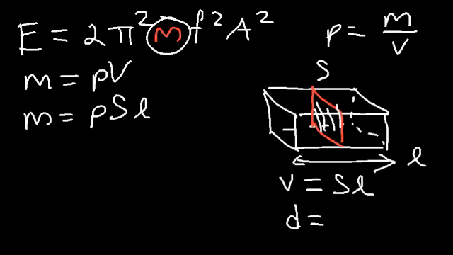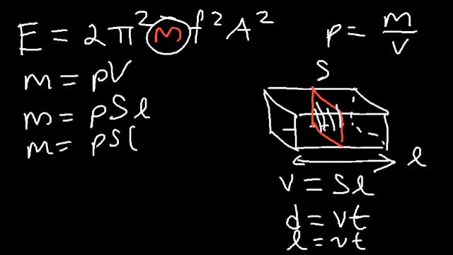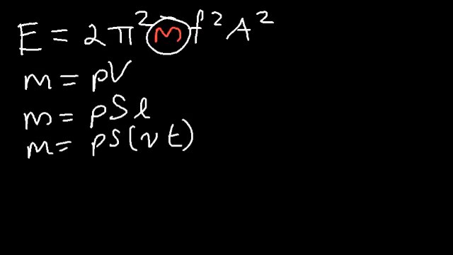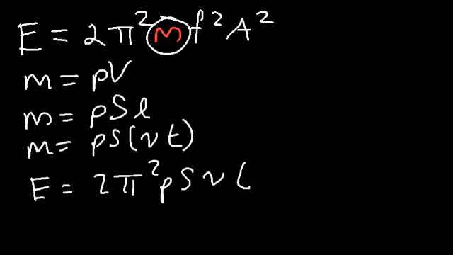Now we know that d is equal to vt. And length and distance share the same unit, which is meters. So we could say L is equal to the velocity of the wave multiplied by the time. So m is equal to rho S, and we're going to replace L with vt. So we have the equation E is equal to 2 pi squared density times the cross-sectional area times the velocity times the time, f squared times a squared.